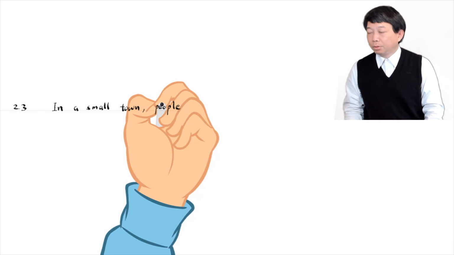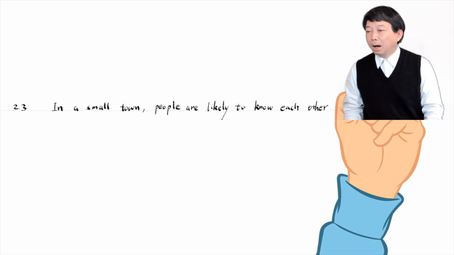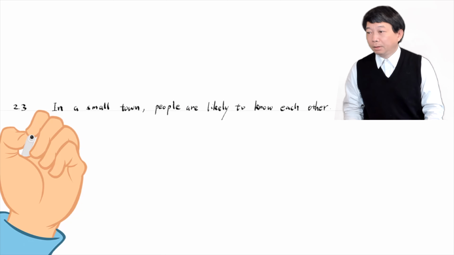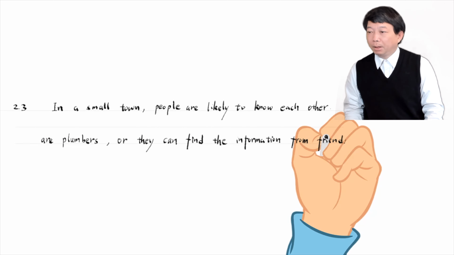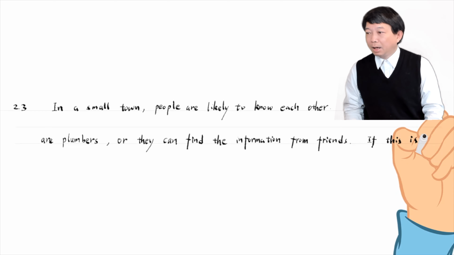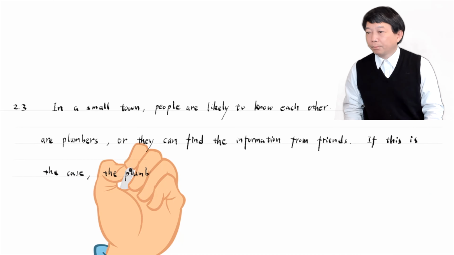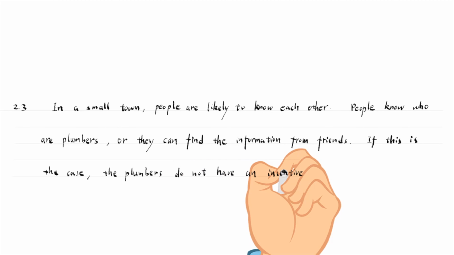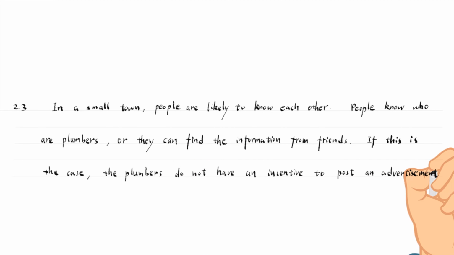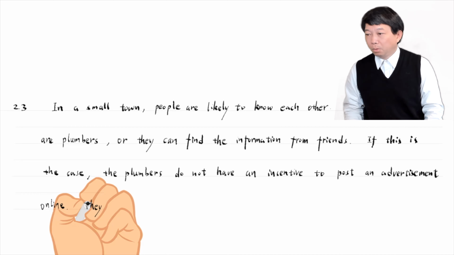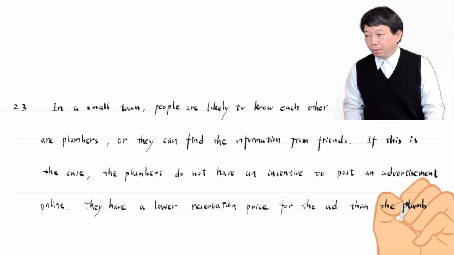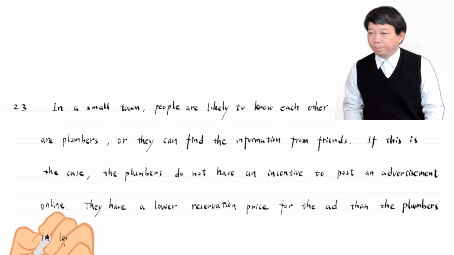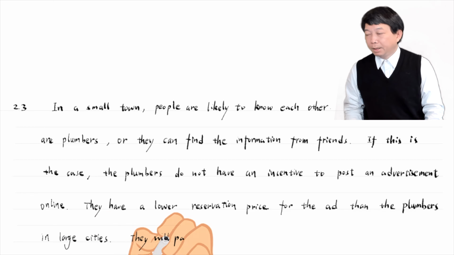Why? In a small town, people are likely to know each other. People know who the plumbers are, or they can find information from friends. If this is the case, the plumbers do not have an incentive to post an advertisement online. They have a lower reservation price for the advertisement than the plumbers in large cities. So the plumbers in small towns will pay less for an ad.